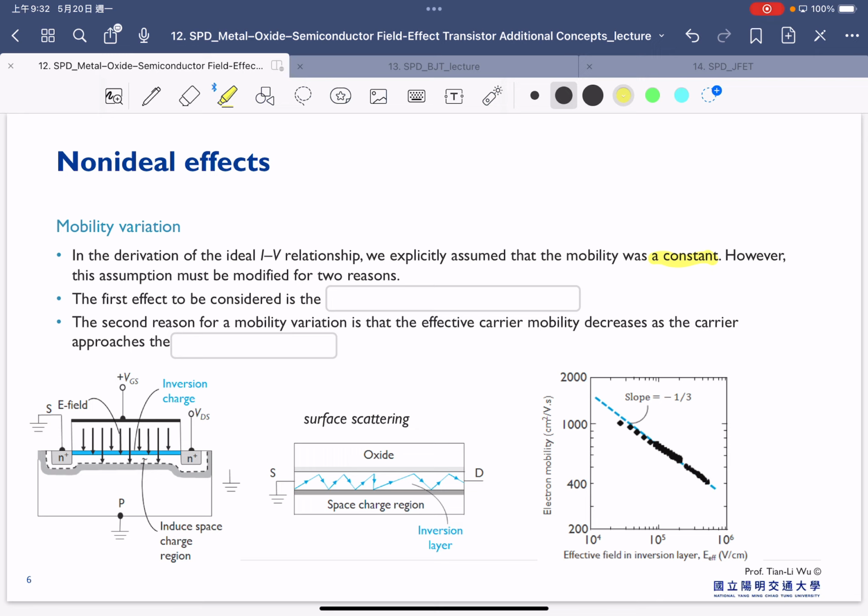But in reality, the mobility is not a constant, and there are two possible reasons. The first one is that we have to consider there is a variation in mobility when we apply different gate voltages.